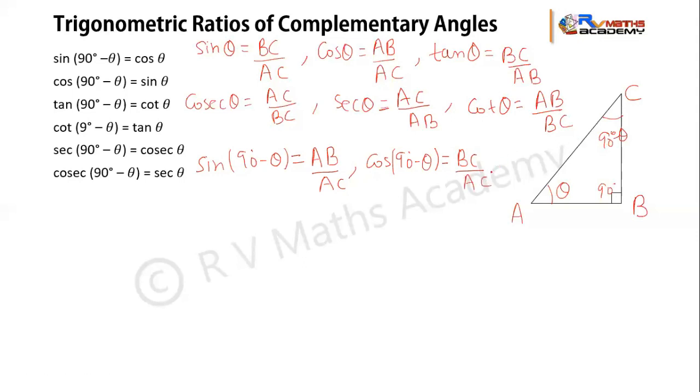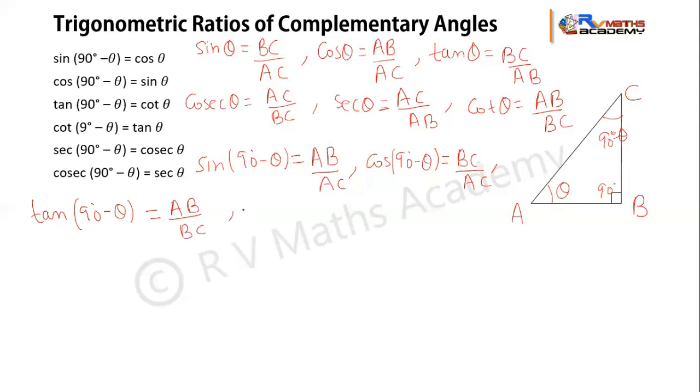Now, next is tan 90 degree minus theta. The side just opposite to this angle, because I'm considering 90 degree minus theta, is the perpendicular, which is AB, and the base is BC. So I can write AB upon BC.